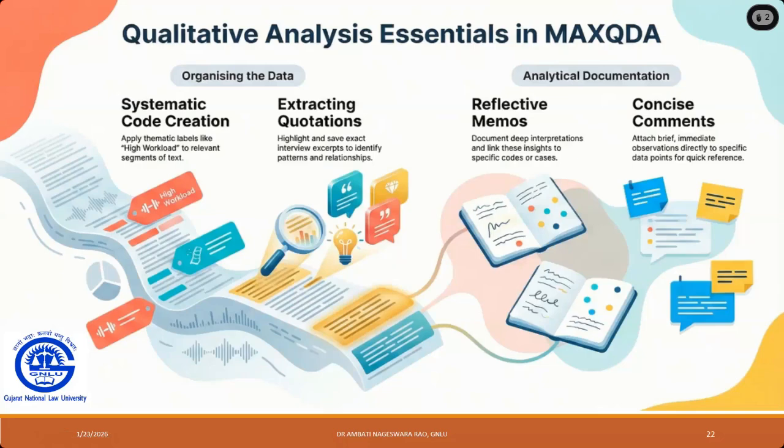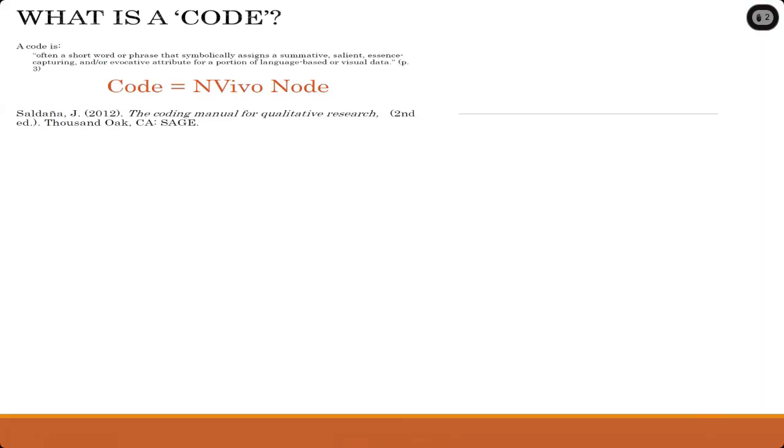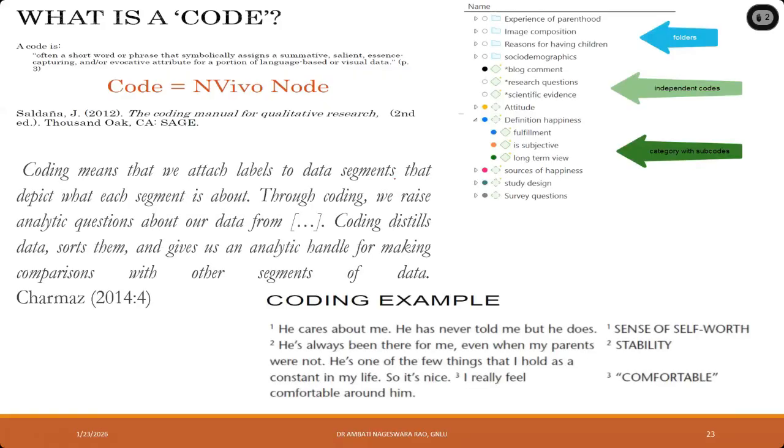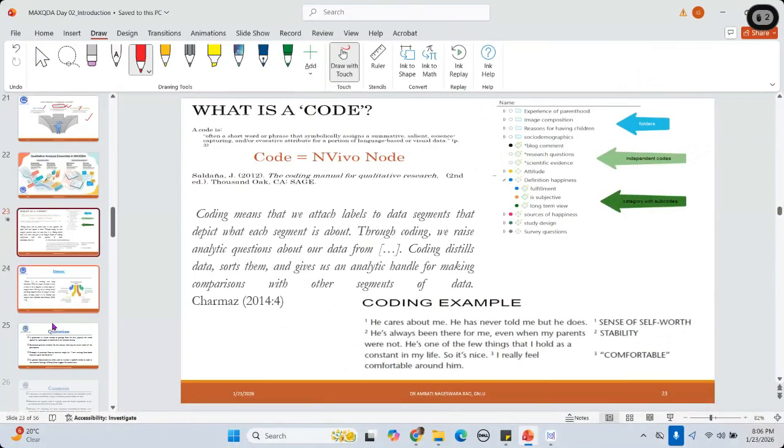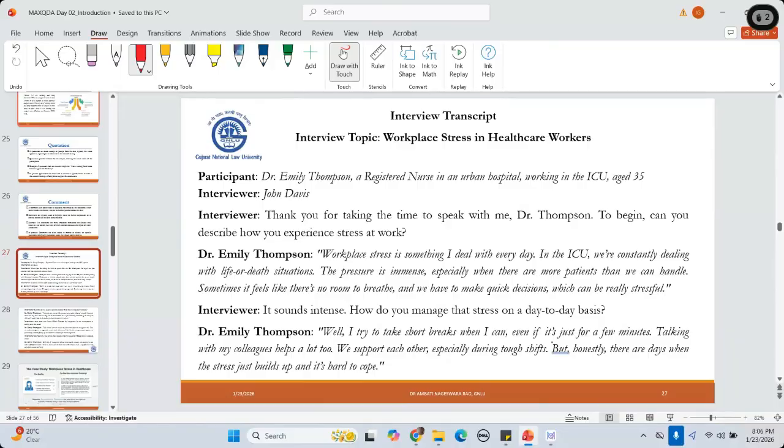Now, if I categorize these four concepts, code and quotations come under organizing your data. When it comes to the memo and the comment, they come under analytical documentation. Let me repeat it again. I collected data. I have an interview transcript. This is my interview transcript.